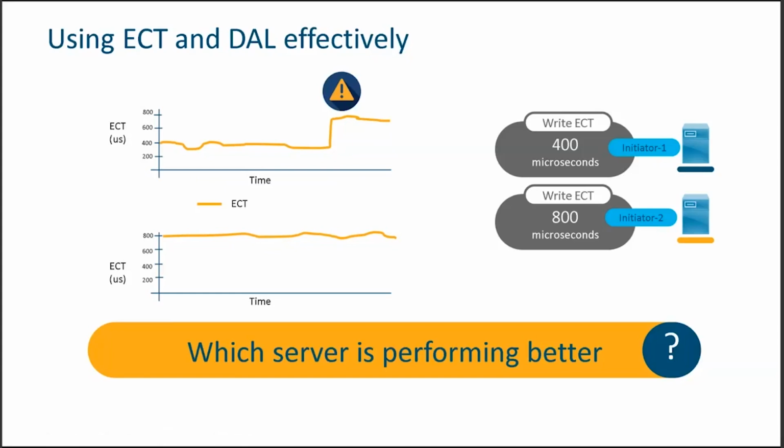So that's okay, right? But if I get this additional detail, and let's say today morning, I see this kind of spike here and it stays like this, this is where I get concerned. Now when somebody asks which server is performing better, I still can't answer that question, but I can always say, you know what, I want to investigate this initiator one, what increased its ECT by 100%.